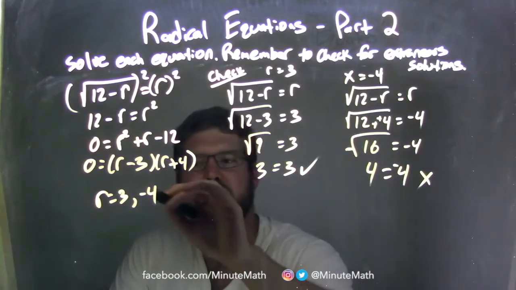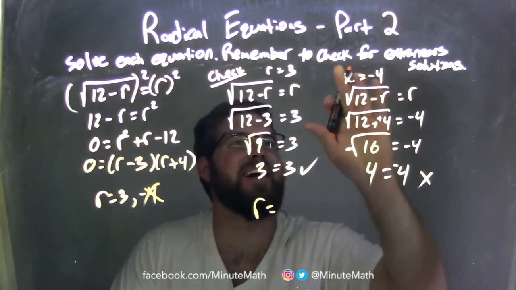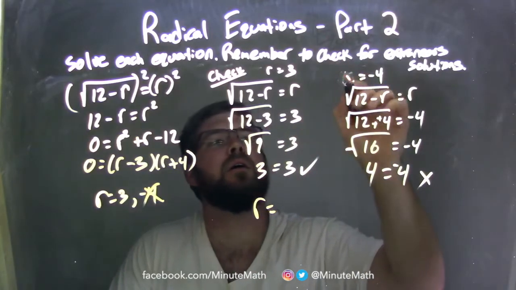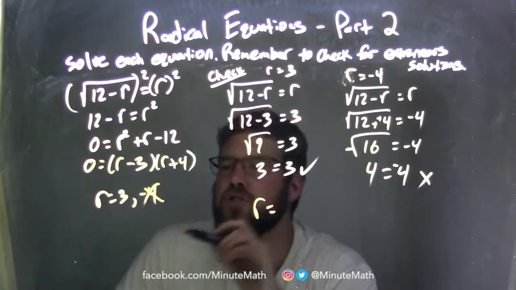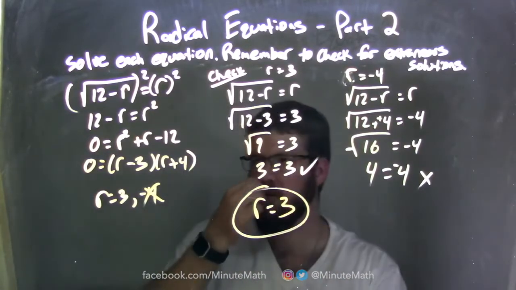So the only true solution here is r equals, not x equals. Oh my goodness, I can't believe I did that. It's an r. It doesn't matter, you'll forgive me. So r equals 3, and there we go. That's our true solution.